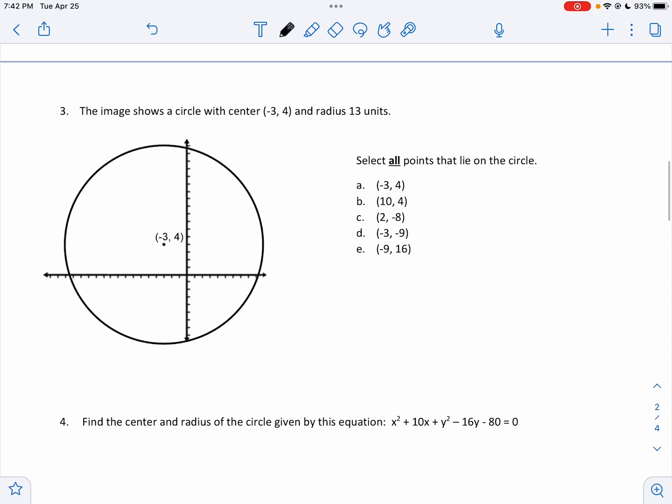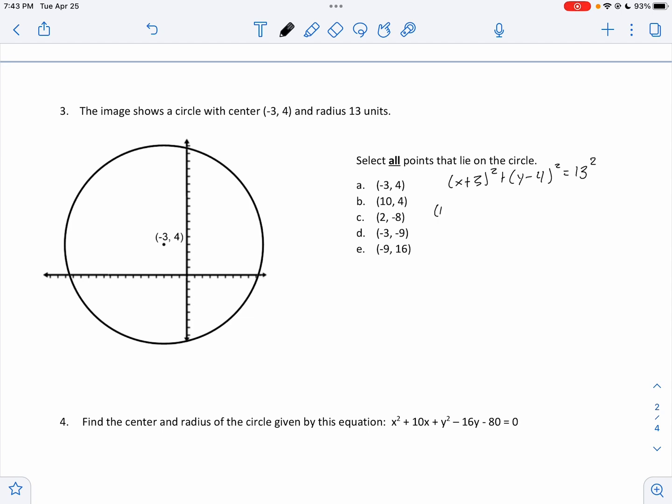For question 3, we're given a circle with center negative 3, 4, and radius 13, and we want to select all the points that lie on the circle. So notice for the point in A, negative 3, 4 is the center, so that can't possibly lie on the circle. Let's recall the equation of the circle, which is x minus negative 3 squared plus y minus 4 squared is equal to the radius squared. And let's use this equation to test the points B, C, D, and E.